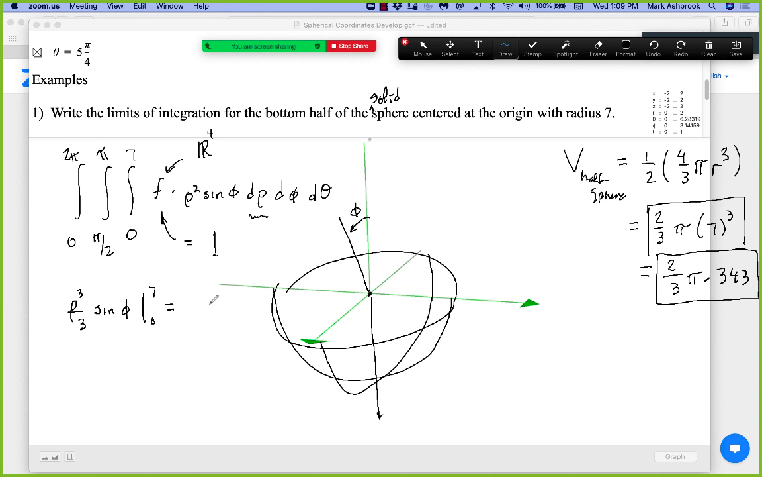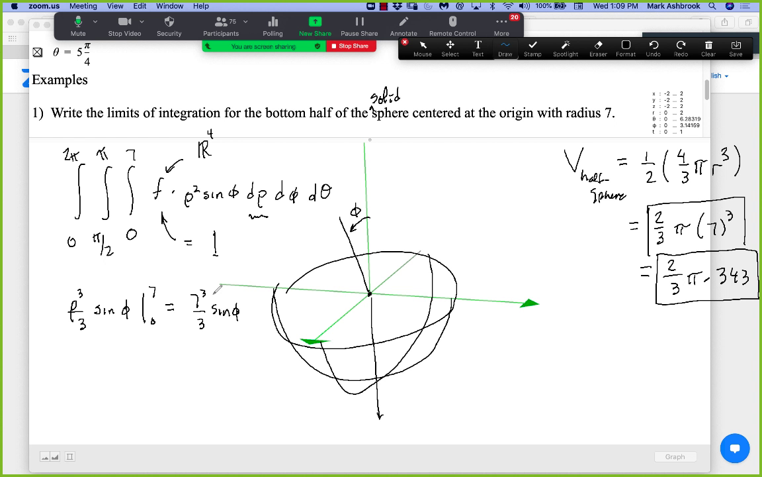And what do we get for that? You get 7 cubed over 3 sine phi. And then minus, even if it's 0, you've got to still plug it in. Make sure you could get a non-zero value here. In this case, we do get 0. So our final answer is 7 cubed over 3 sine phi.